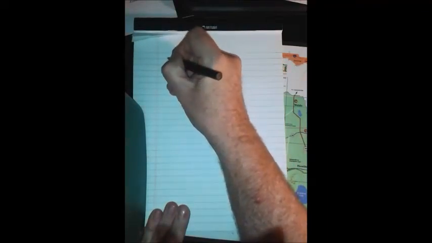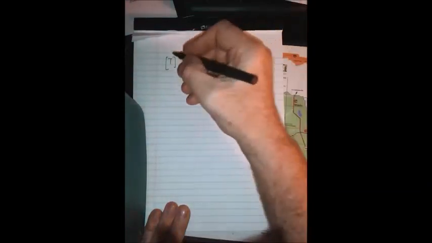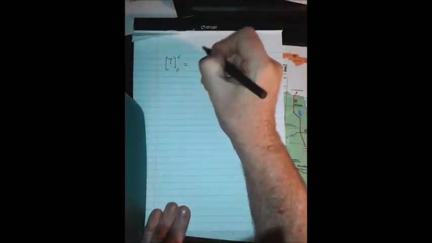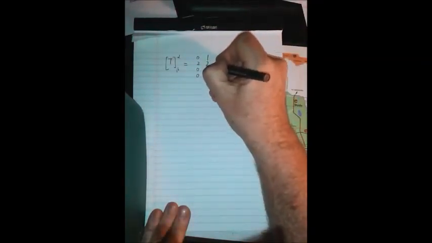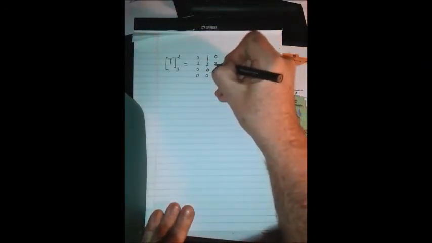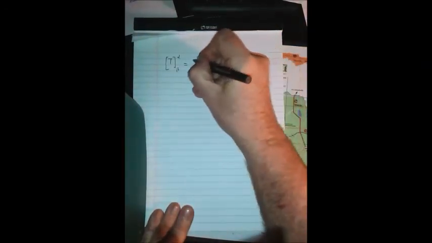Okay, so now we've computed the three coordinate vectors, one of T of 1, one of T of x, and one of T of x squared. So now we're able to write out our final answer, which is the matrix of T relative to the bases beta and alpha. So the first column vector we got was 0, 2, 0, 0. The next one was 1, 2, 0, 0. And the final one is 0, 2, 0, 2. And this is our answer.